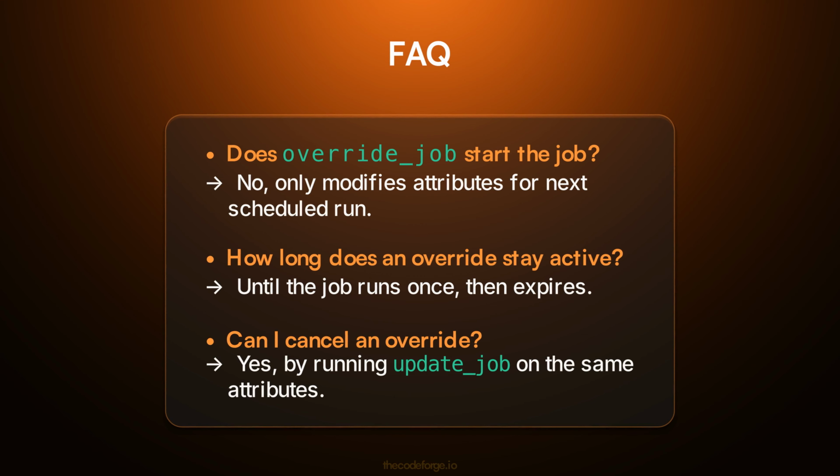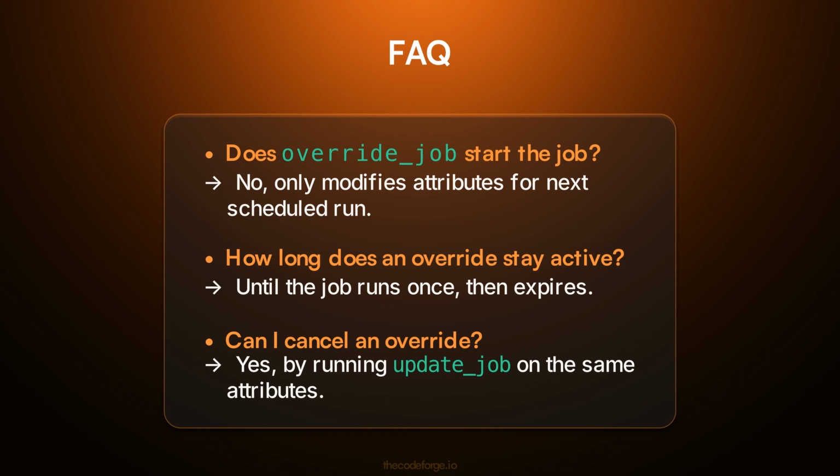Does override job start the job? No, only modifies attributes for next scheduled run. How long does an override stay active? Until the job runs once, then expires. Can I cancel an override? Yes, by running update job on the same attributes.